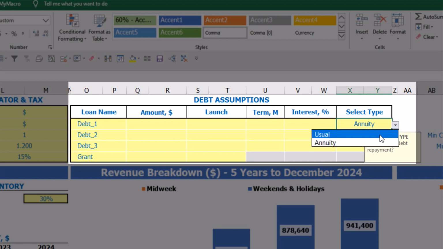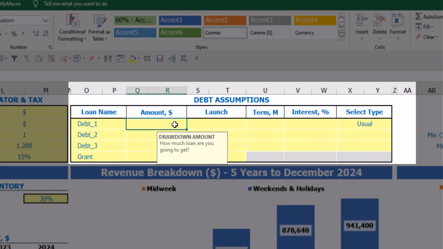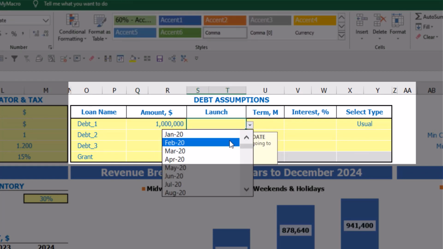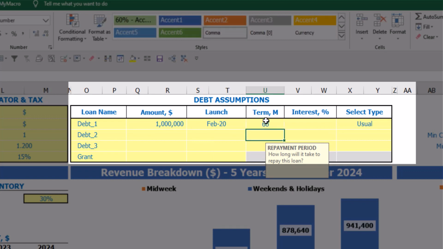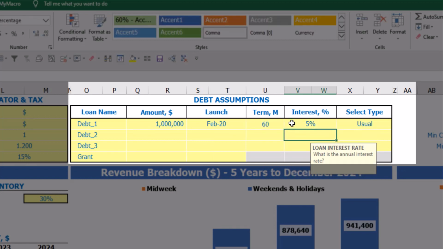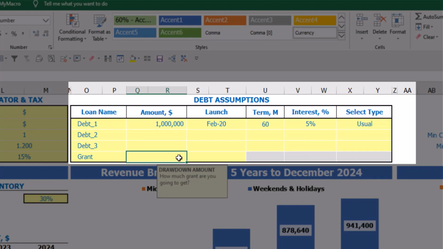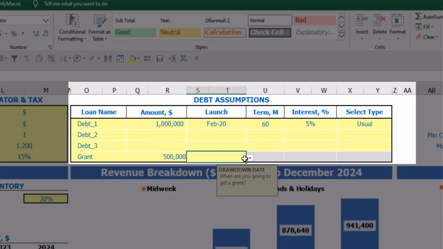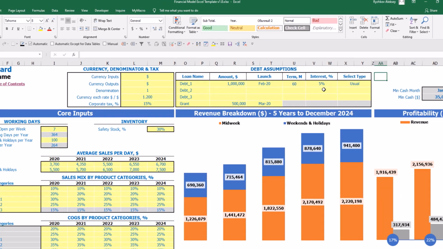In case you select usual, your main debt repayments will be equal parts and interest will be just interest on the debt's closing balance. Let me give you an example how it works. So you may input some amount of the debt, the launch date, term will be 60 months, and interest can be 5%. You may also input the grant, which is just a simple amount, which is paid in some specific months, and that's it. No repayments, no terms in terms of interest.